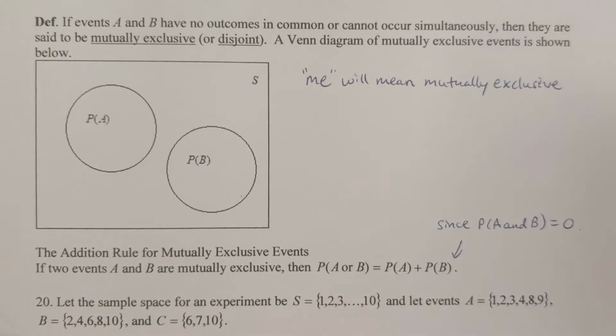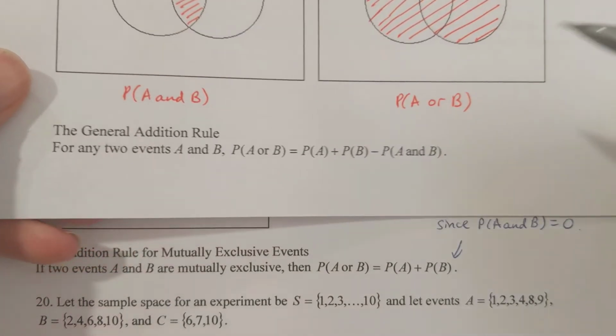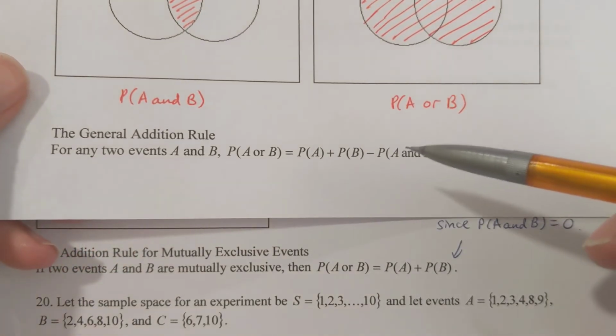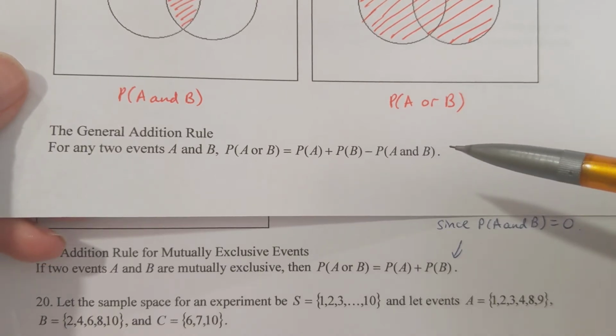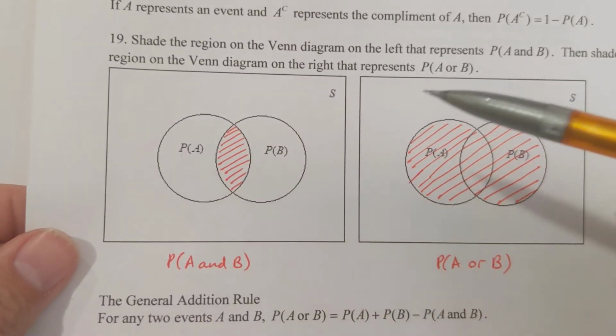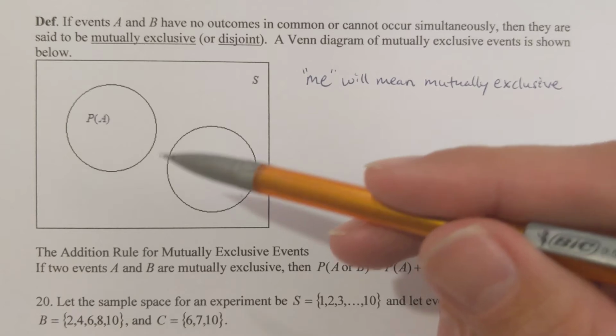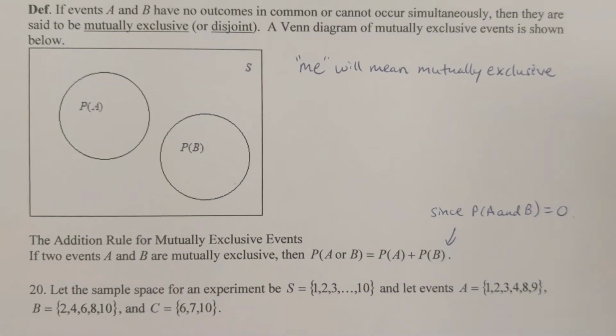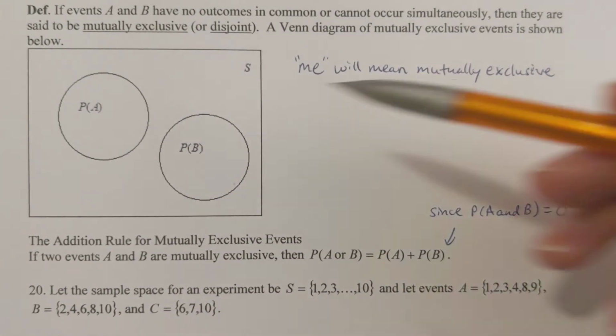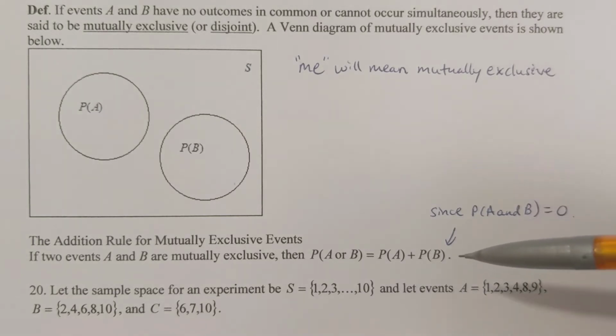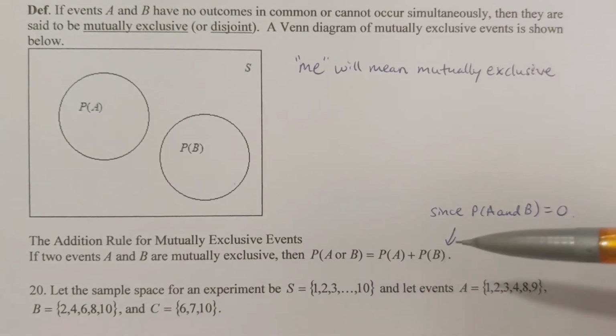Now you can still think of this as using the general rule, but what is the probability of A and B? Well, A and B is the overlap, right? So what is the probability of being in the overlap? That's 0. There is no overlap. So I can think of this as the general addition rule, where I'm just subtracting 0.